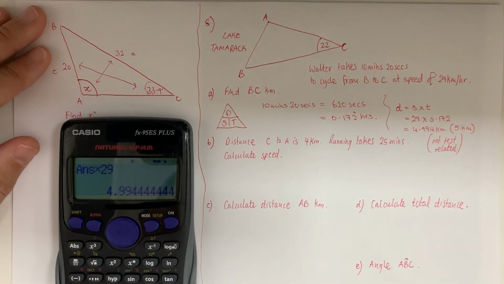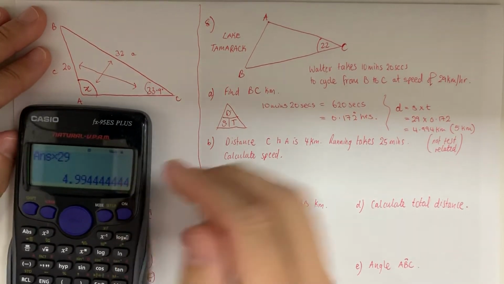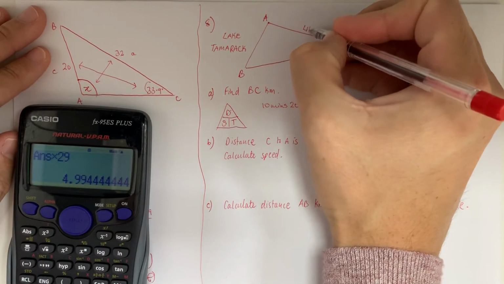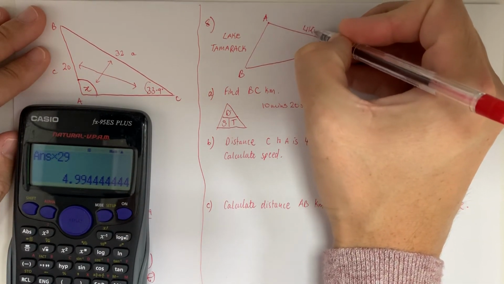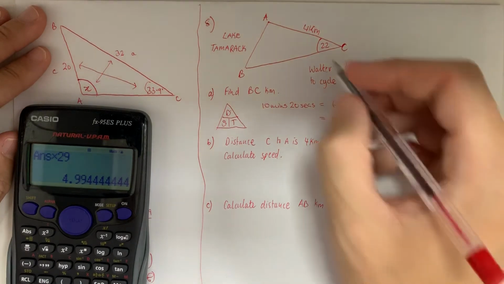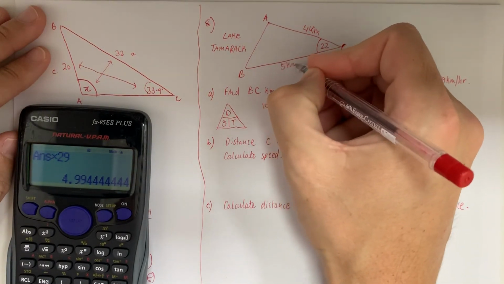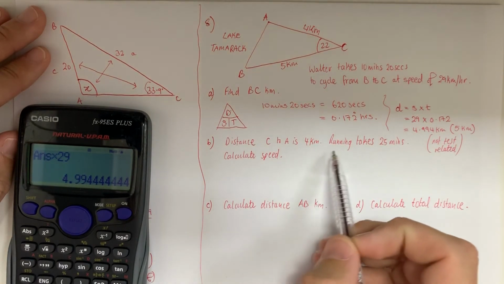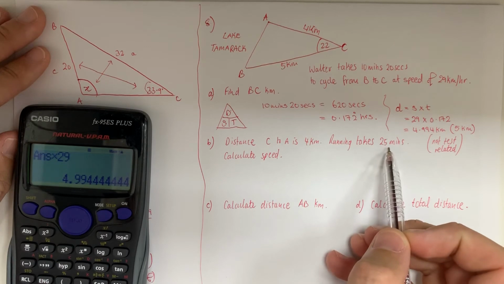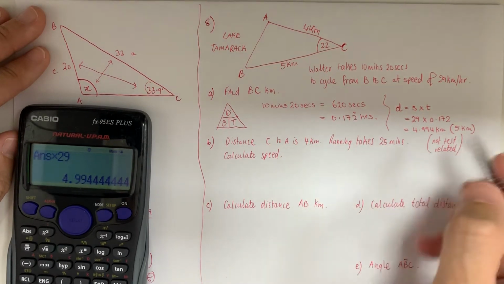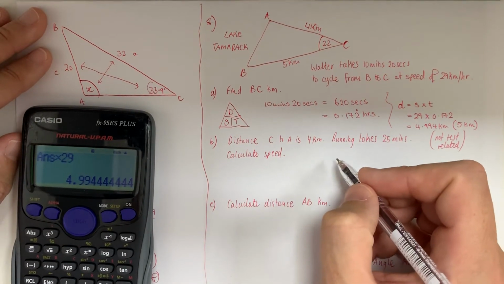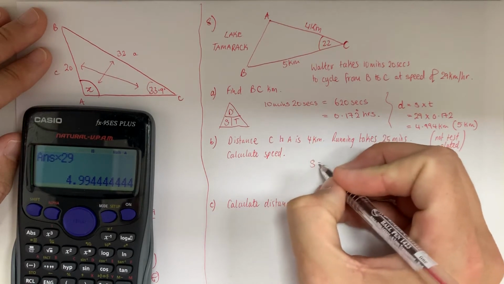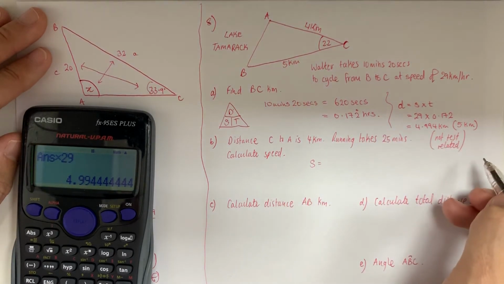Okay, distance C to A is 4 kilometers, so this time it's telling us that this is 4 kilometers. I've already worked out BC as 5 kilometers for the purpose of the question. It's rounded, and this time he's running, which takes 25 minutes, calculate his speed. So again, it's not test related, but you should know it. So speed is equal to distance divided by time.